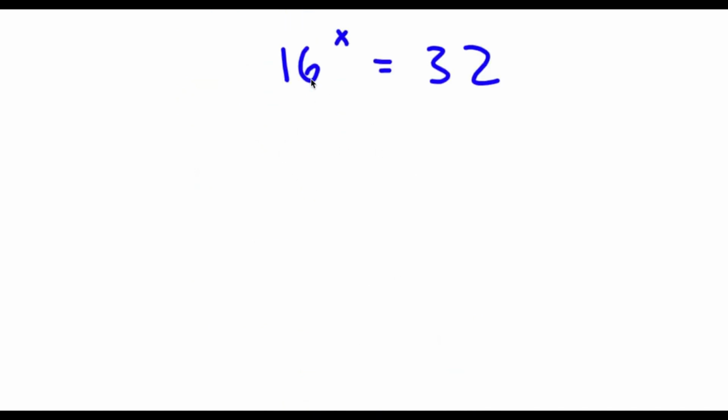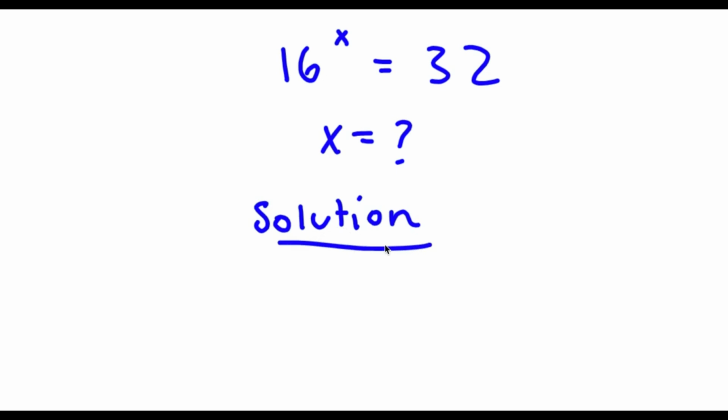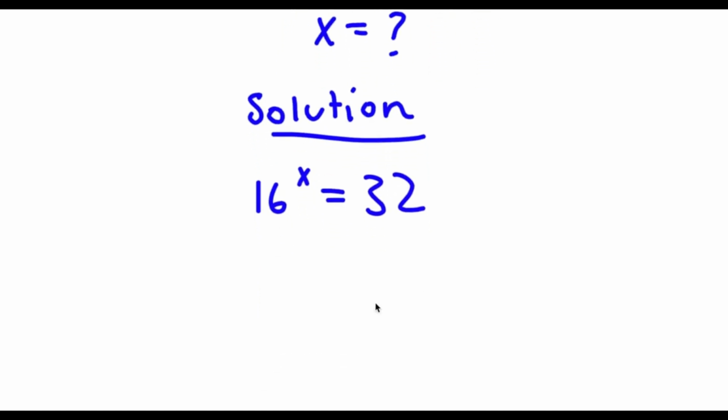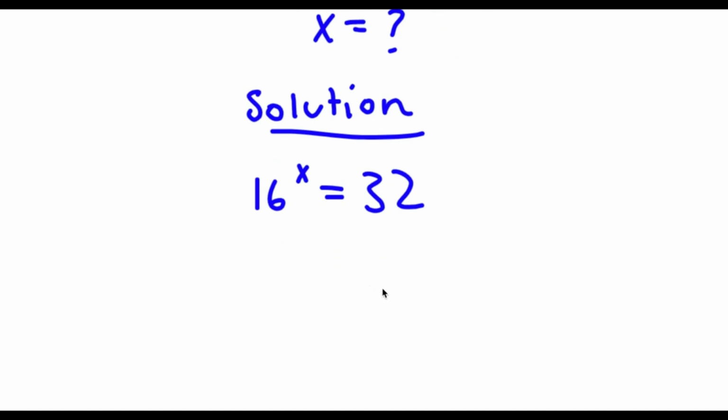Alright, so I have 16 to the power of x is equal to 32. So right here, I want to find the value of x. So for my solution, first start with 16 to the power of x is equal to 32. So 16, this is the same thing as 2 to the power of 4.